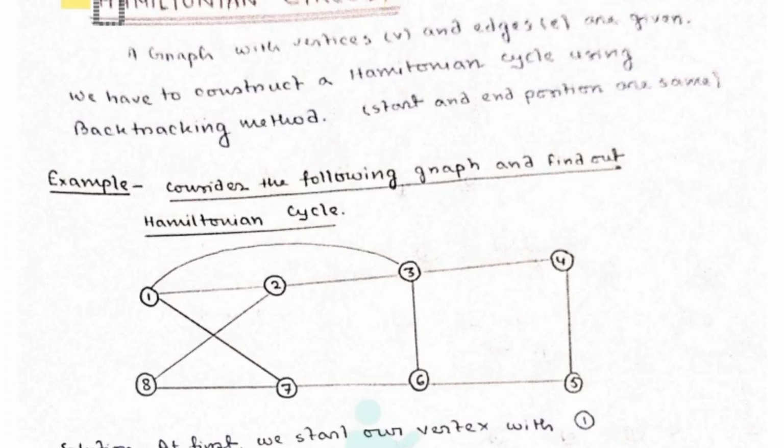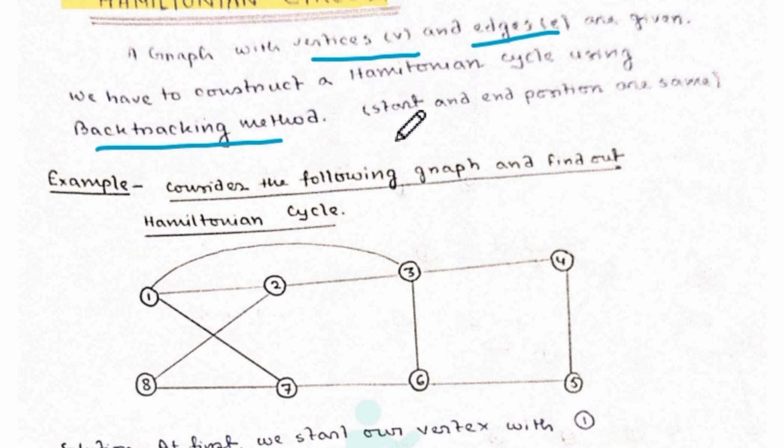So today our topic is Hamiltonian circuit. First we have to know what is a Hamiltonian cycle. A graph with vertices V and edges E is given, then we have to construct a Hamiltonian cycle using the backtracking method.